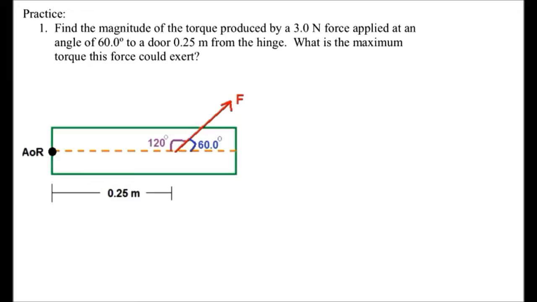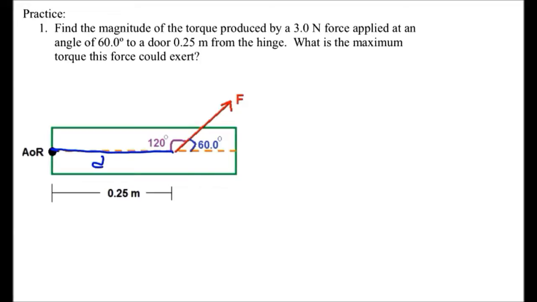All right, find the magnitude of the torque produced by a 3.0 Newton force applied at an angle of 60.0 degrees to a door 0.25 meters from the hinge. What is the maximum torque this force could exert? So let's go through and see if we can't work this out. Okay, so we've got our axis of rotation down here. Where's my lever arm? Very good. So right here's my lever arm. So let's kind of fill that in.